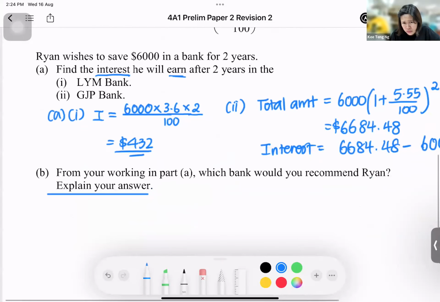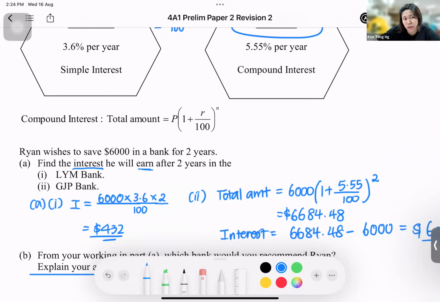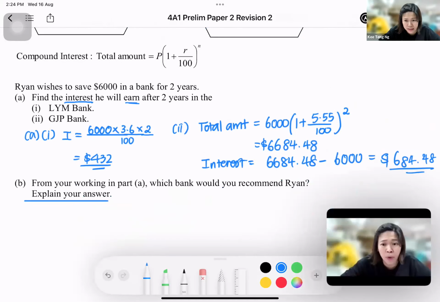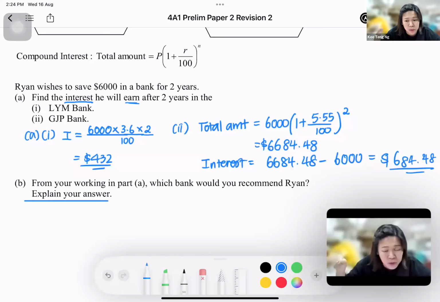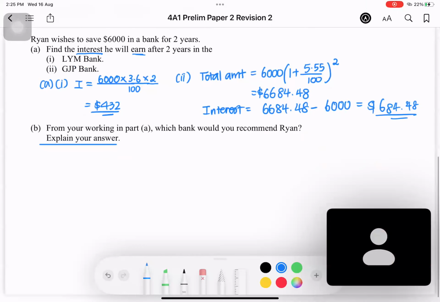Okay, question, if I am borrowing money, do I want to look for a bank that costs high interest or low interest? Low interest, right? Yes, but now I am investing the money. I'm trying to save to earn interest. So do I want higher interest or lower interest? Higher. So we have to give reasons.